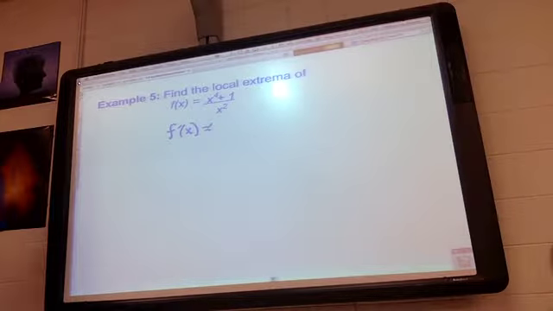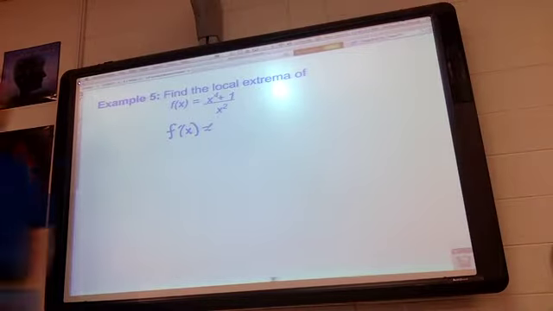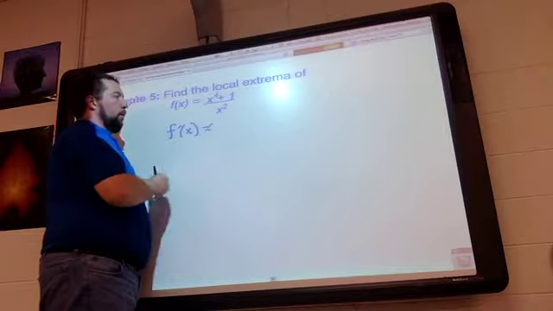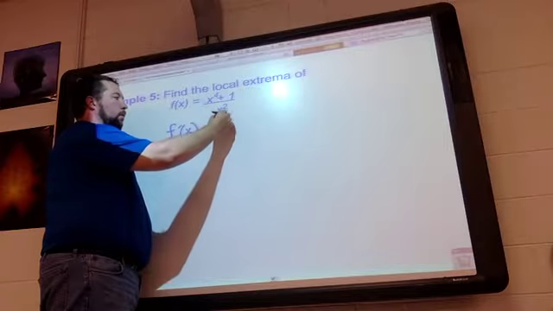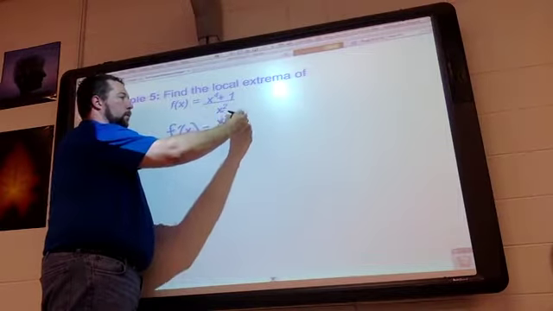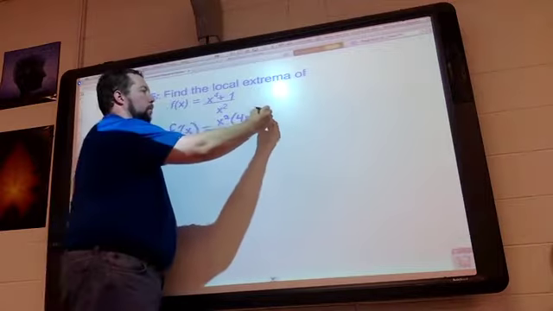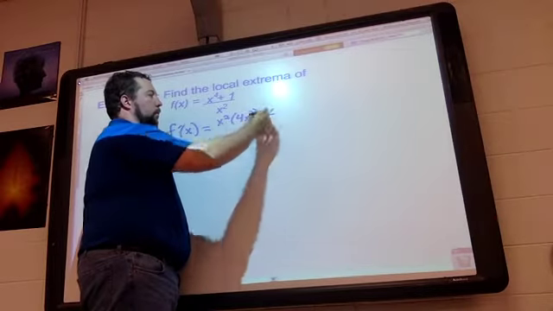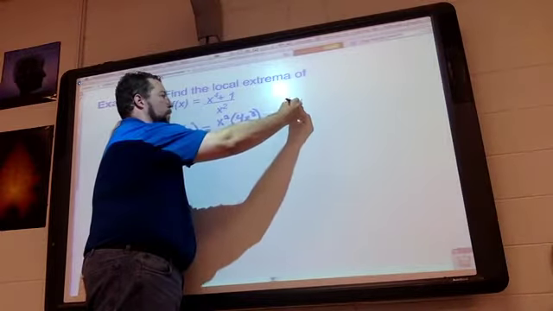All right, so taking the derivative of this would require the quotient rule: low D high minus high D low over low low. So low, x squared. 4x cubed. Is it minus x 4x cubed?